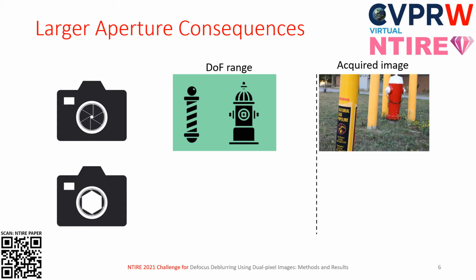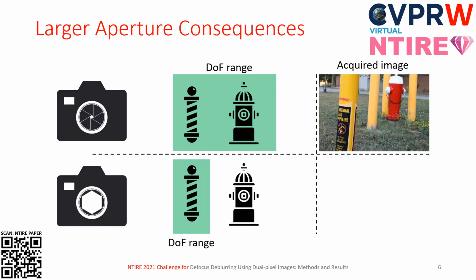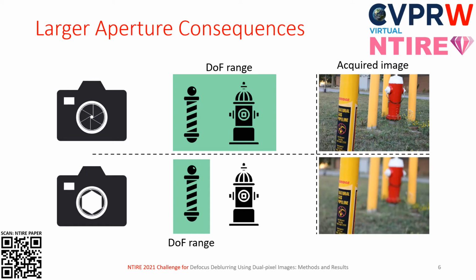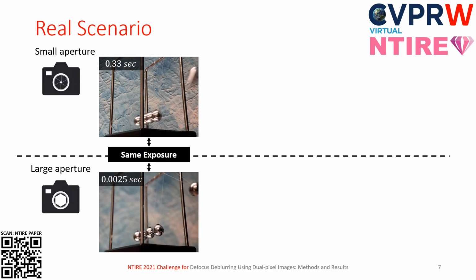However, capturing an image with a wider aperture will affect the camera depth of field, in which it gets shallower and then produces more defocus blur as shown here in this example.